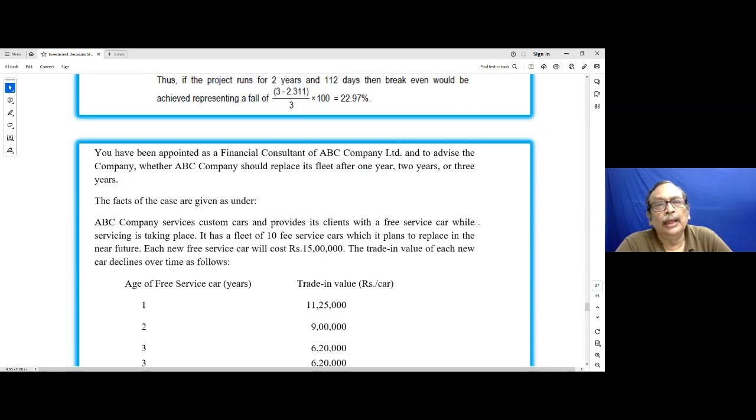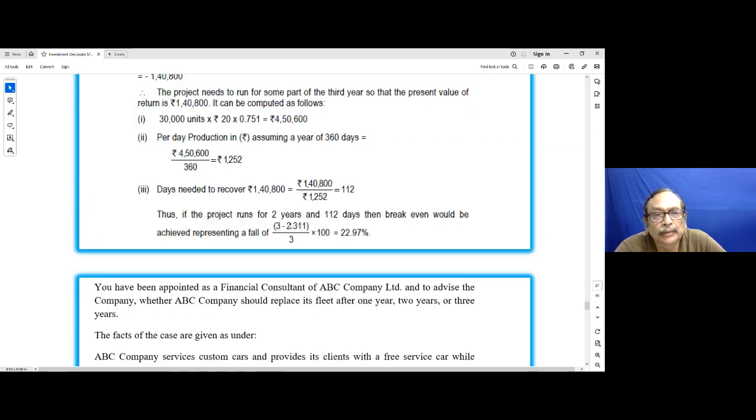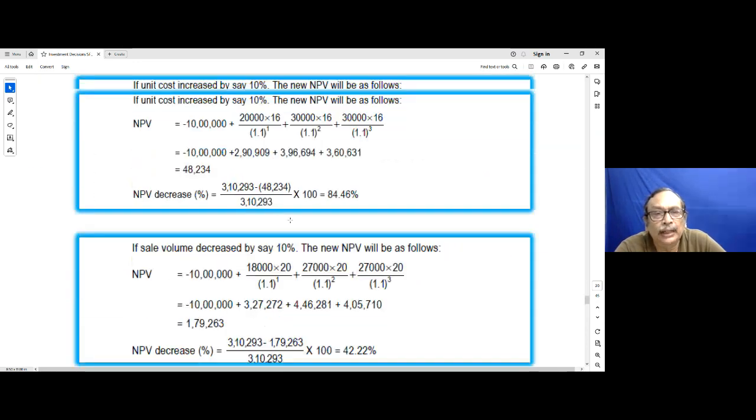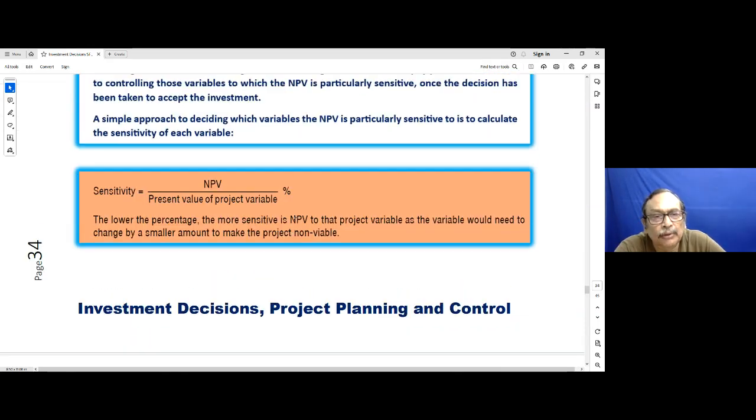Okay. Now just have a look. Let me discuss that last problem also once more. If we are going to judge the sensitivity, I have told you that the lowest percentage, which is actually giving a huge change in the NPV, is said to be the most important or critical factor, and that is more sensitive. Let us come to this once more, please.